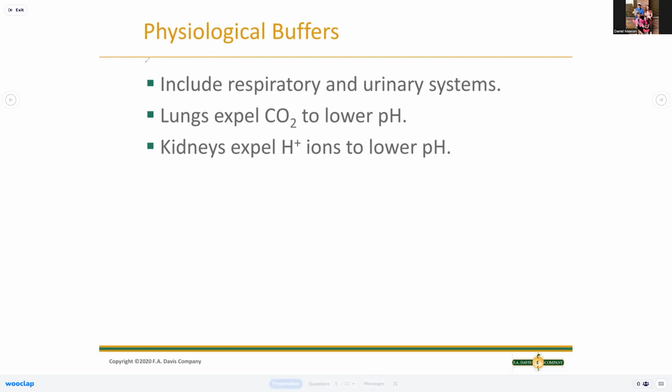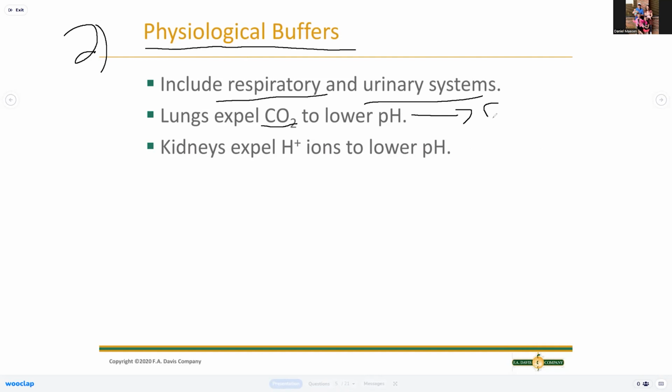Secondarily, if that doesn't work initially, if my pH gets out of balance for whatever reason, physiological buffers are what this is called. They're my next line of defense, my number 2 guy, which include my lungs in the respiratory system and my kidneys in the urinary system. Lungs expel CO2, which you're like, okay, why does that matter? Well, CO2 and water combined can form carbonic acid, which is the combined form of bicarb and hydrogen ions.